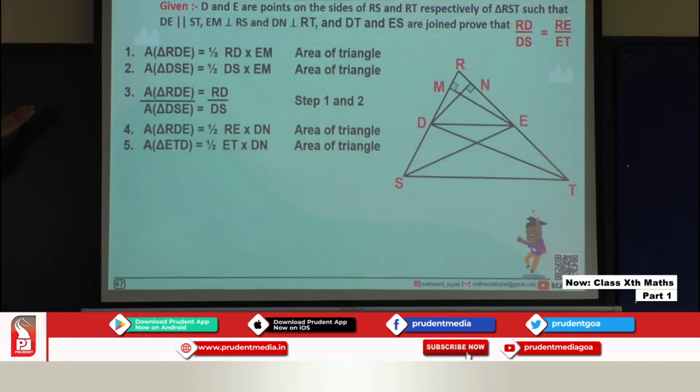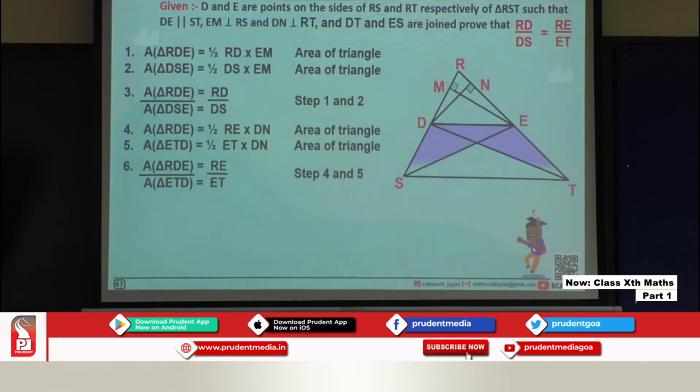Again, same way, what we have done in the third step, we are going to do for the sixth step. We are going to divide the fourth step and the fifth step. And you should be able to tell what should be the answer over there. It will be something like this. Okay, half and half will get cancelled, DN and DN will get cancelled. So what will remain is RE upon ET. And from which step? We got it from step number 4 and step number 5.